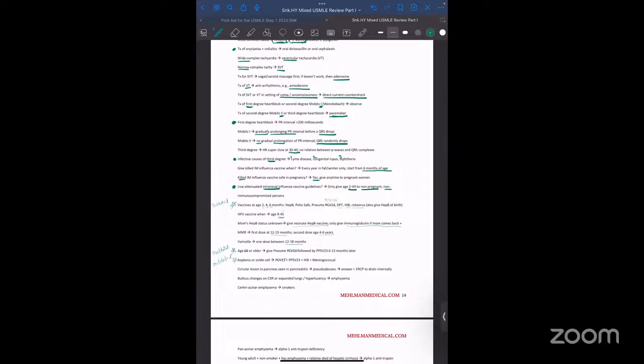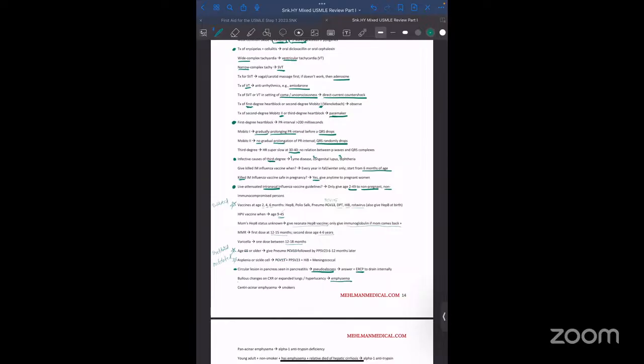Then a circular lesion in the pancreas seen in pancreatitis, which is a pseudo abscess. The answer is ERCP to drain internally. I've forgotten this pseudo abscess, and we will do ERCP to drain internally.